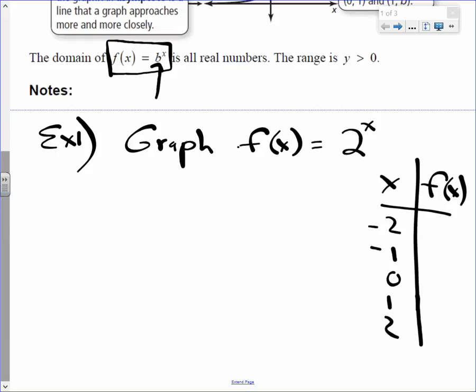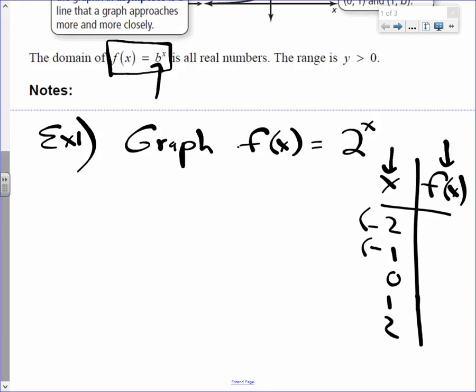By the way, notice this is your input, and for our output, notice I didn't put y anymore because we're higher level. Y means f of x. We're using function notation now because we're higher Math 2 students. Math 1, I would have put y right here, but we're doing f of x. That means y. It means the same thing now. We know that. So let's do it.